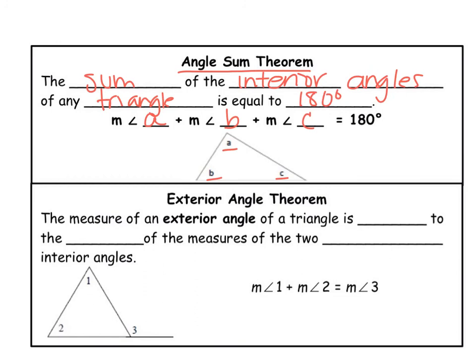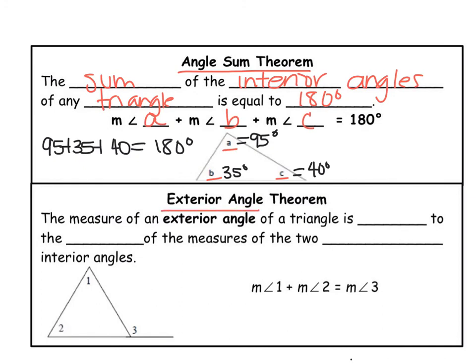So if angle A is 95 degrees and angle B is 35 degrees, then angle C has to be 40 degrees, because 95 plus 35 plus 40 has to be 180 degrees, and that works for any triangle, whether it's a right triangle, isosceles, scalene, equilateral, obtuse, acute, doesn't make a difference, it has to equal 180 degrees. Our next and final section for geometry is the exterior angle theorem.